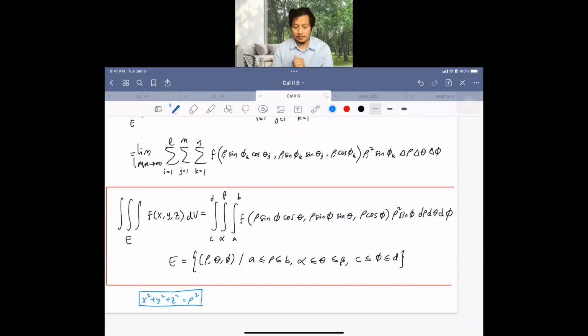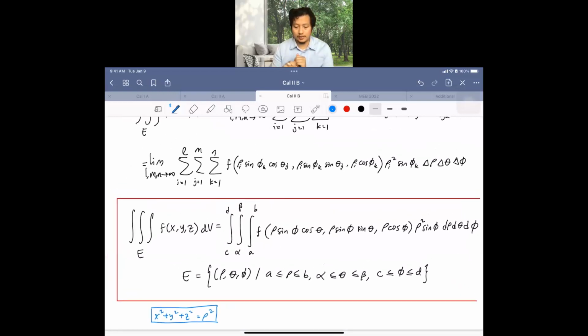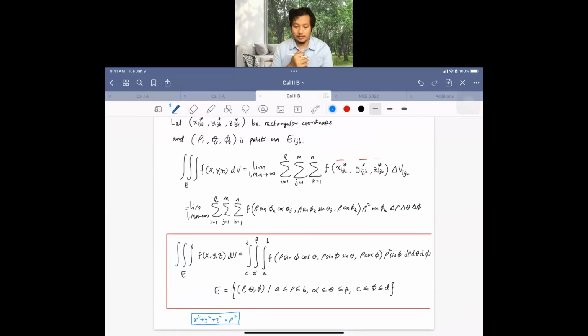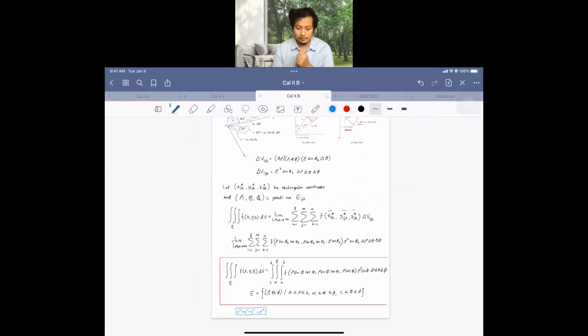I think just focus on this last message here for the triple integrals in spherical coordinates. I think that should be enough to understand at least how we are going to move forward. If you have any questions, you can write in the chat box if you maybe want to discuss something.